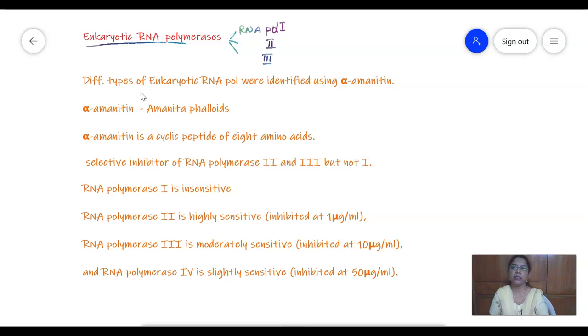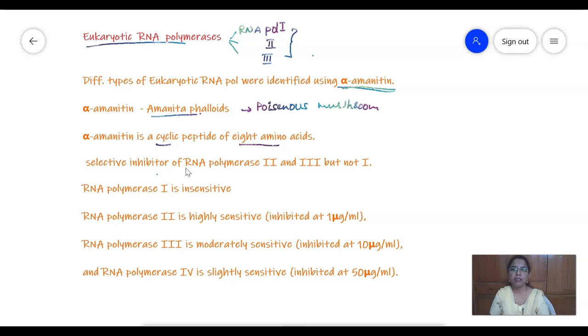These different types of eukaryotic RNA polymerases were identified using an antibiotic called alpha amanitin. Alpha amanitin is isolated from a poisonous mushroom called Amanita phalloides. It is made of 8 amino acids and it is a cyclic peptide. All these RNA polymerases respond differently to alpha amanitin. That is why they were identified.